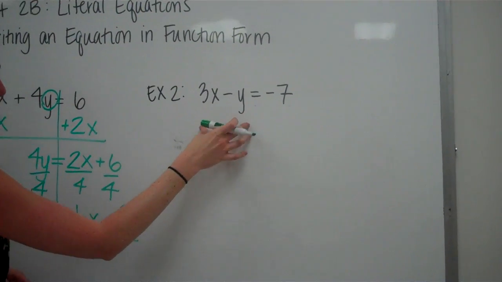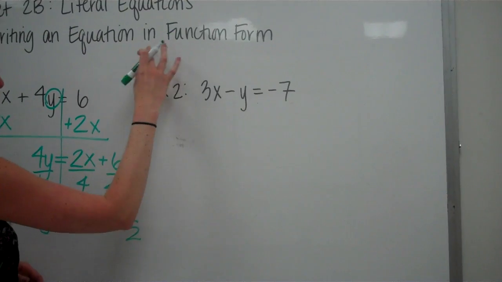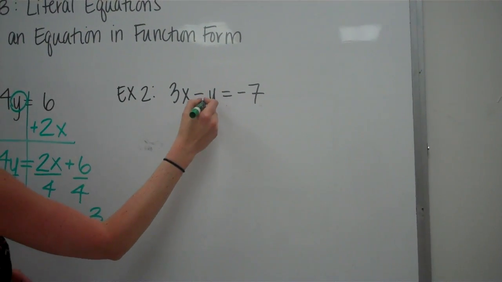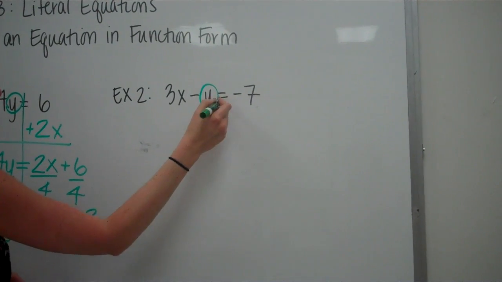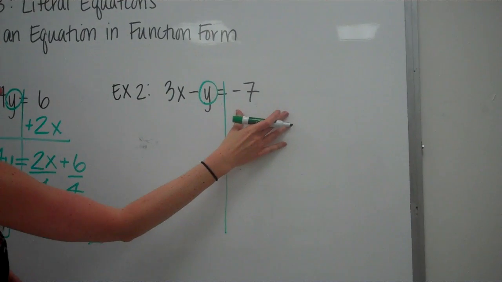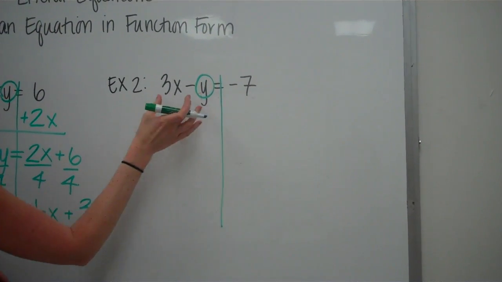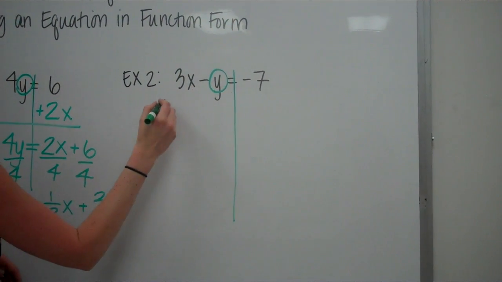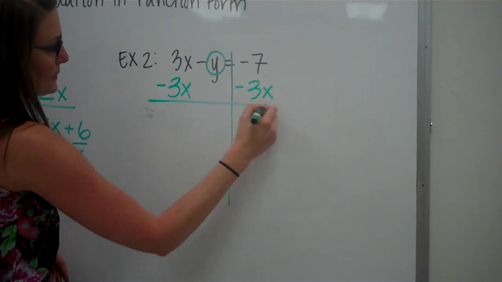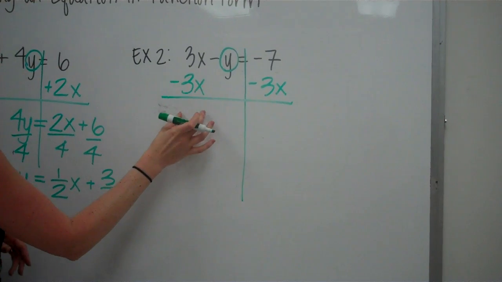Another example, again, we're trying to write this in function form, which means to solve for y, we want to isolate that y and get it all alone. So we're going to circle the y, draw our dividing line so that we know what happens on one side has to happen on the other side of our equation. Since the 3x is positive, we want to subtract 3x from both sides. This is going to subtract out to 0.